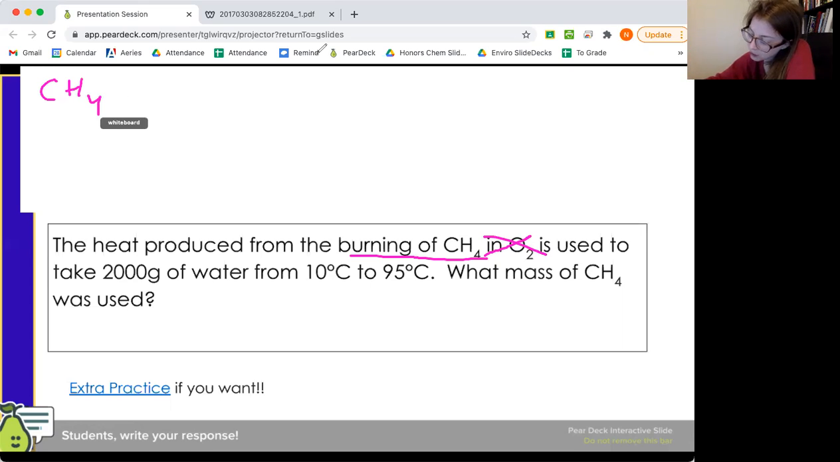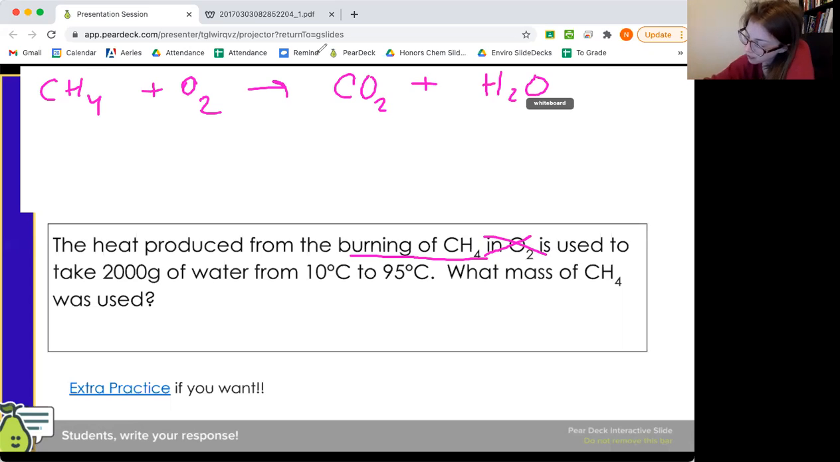For combustion reactions, we add O2. We make CO2 and we make H2O. My carbons are balanced. A 2 there balances my hydrogens. And then a 2 there balances my oxygens.